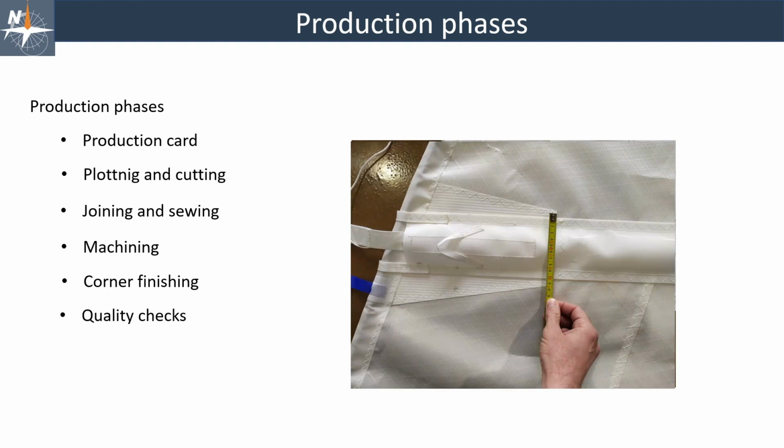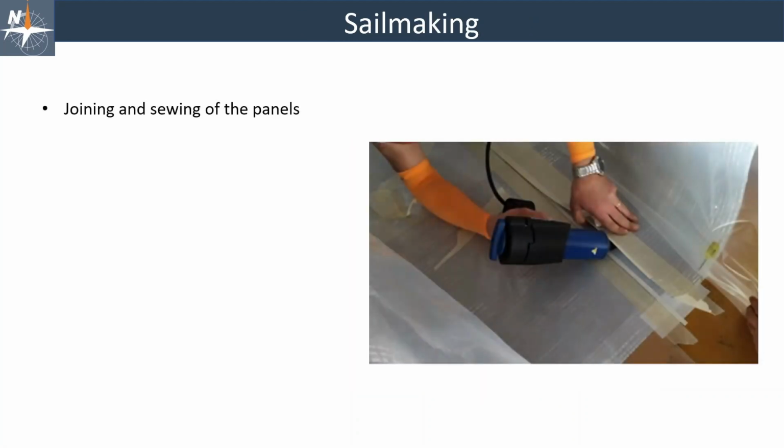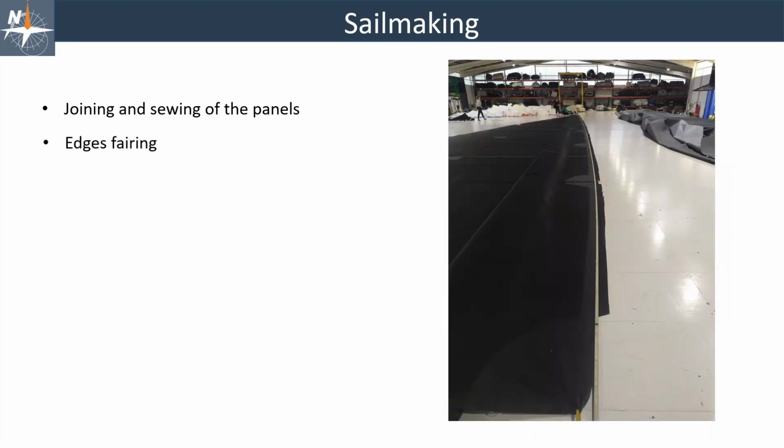Finally, we went through all these production phases more in depth, as these are the day-by-day job of the sailmaker. So first we discussed how the panels are joined and sewn together. And we discussed the fairing of the edges to match what has been designed, and then we discussed how patches and corner reinforcements are applied to the sail and their structural role.